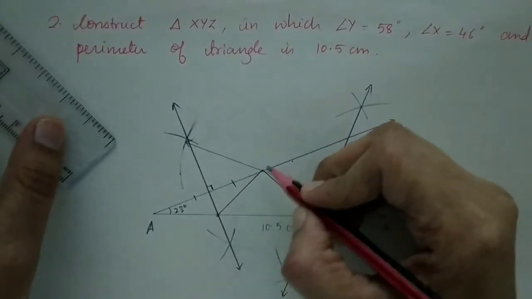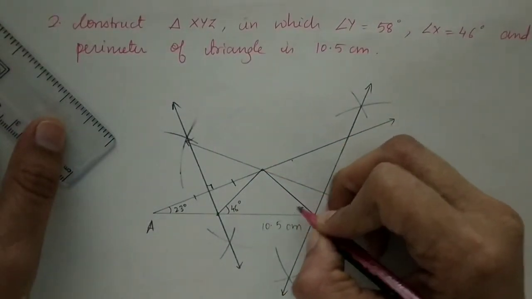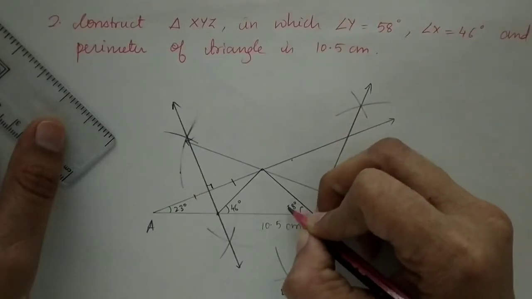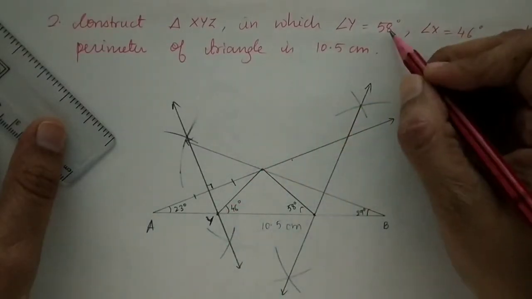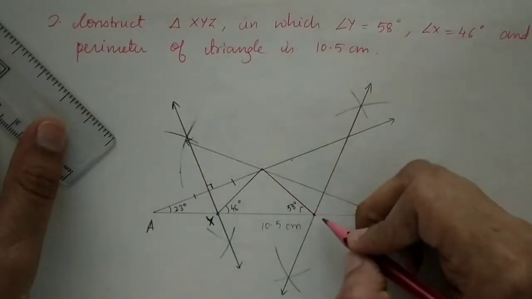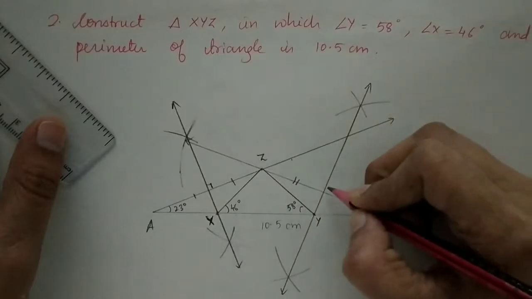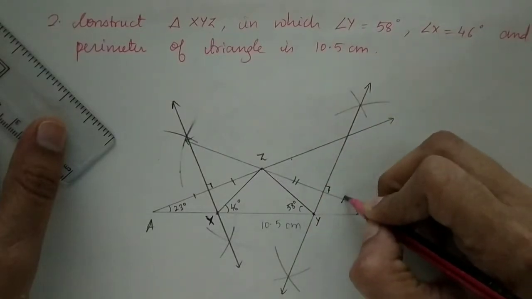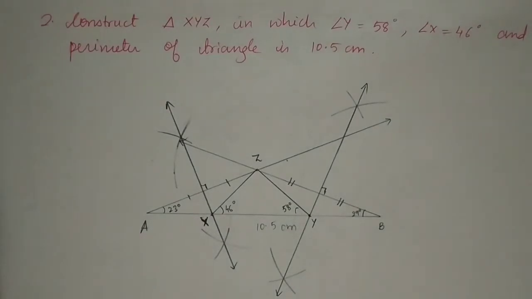So this is your 46 degrees. And this is your 58 degrees. This is your X. Okay, sorry, X. And this is your Y. And this is the Z. Okay, this is the perpendicular bisector for this. This is how our figure looks.